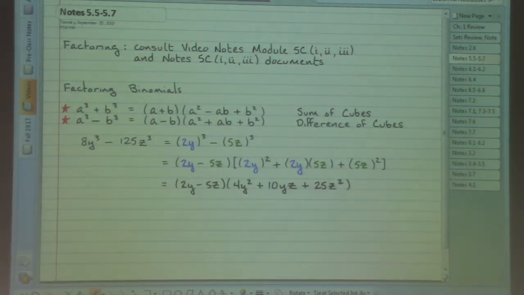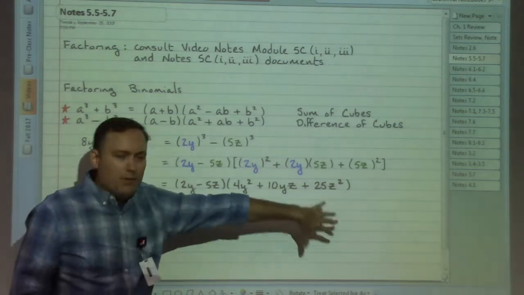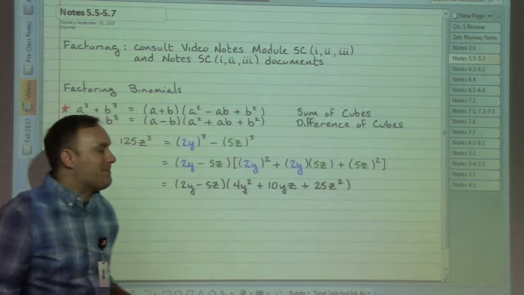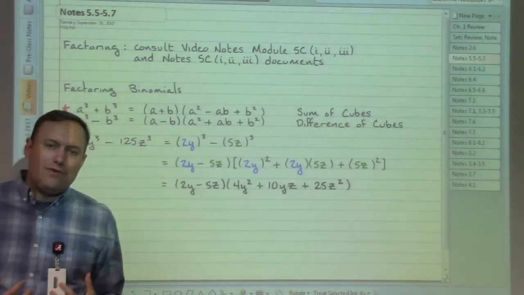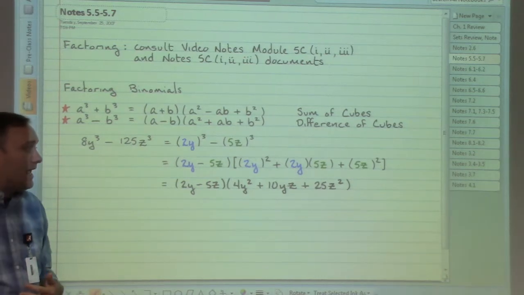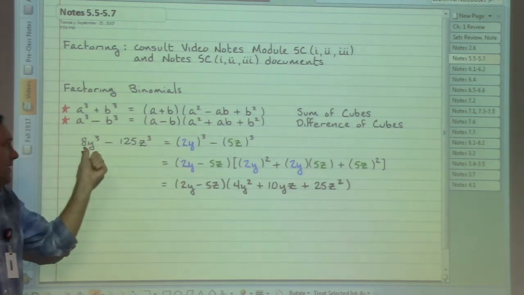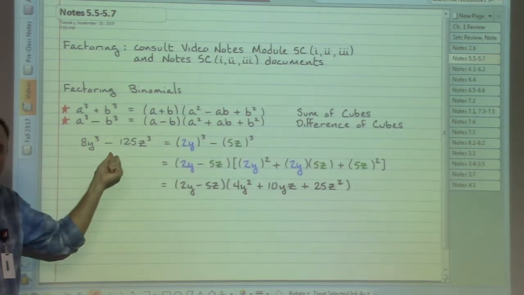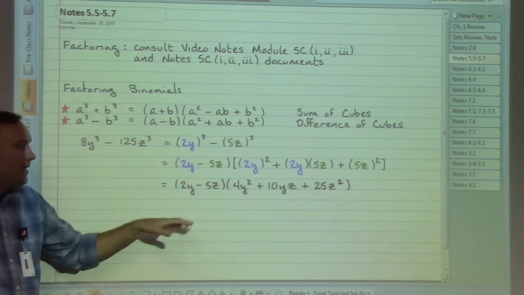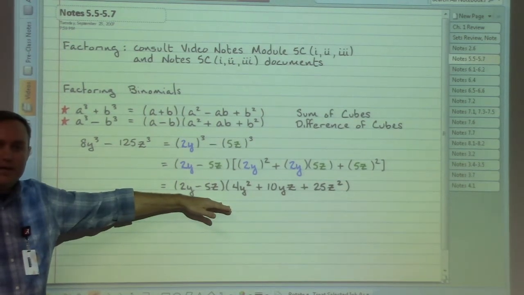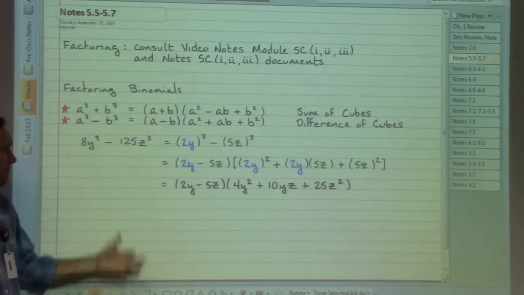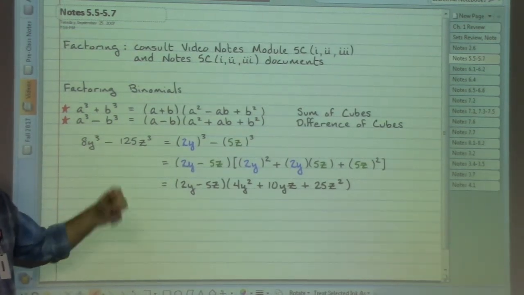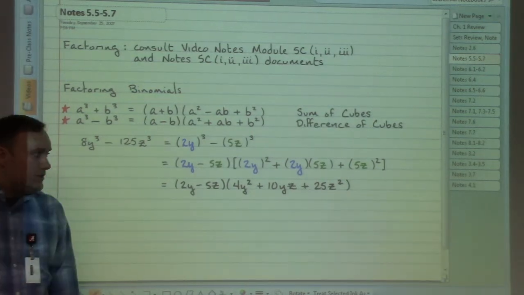And like always with my factoring answers, if I go ahead and multiply that out, yes, I have to take the time and trouble to do that, but if I do, I can verify that I do in fact have the correctly factored answer by getting back 8y cubed minus 125z cubed. Once that multiplication is all worked out and simplified, I can verify I do in fact have the correct answer, which we do.